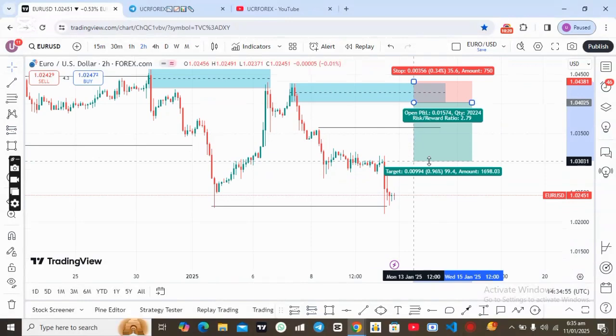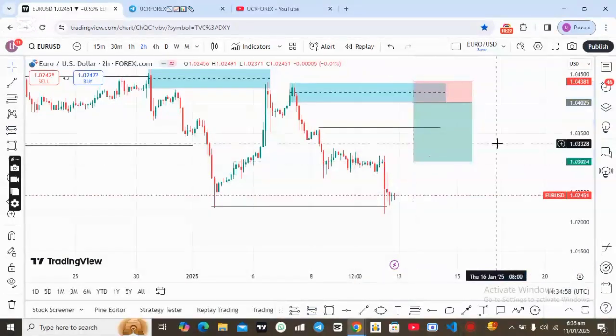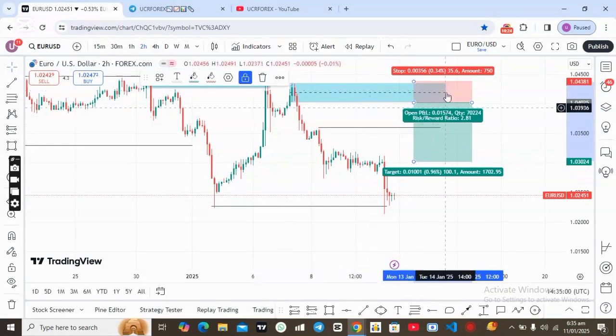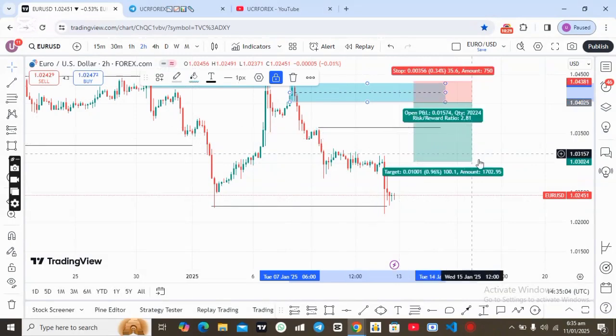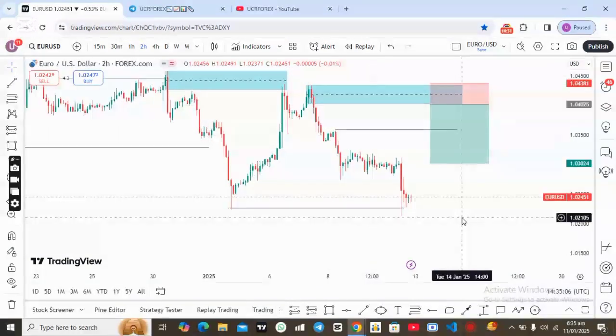So you could see this is where my TP will rest. At the moment my TP is here, this is a pure 1:3. I'm risking 35 pips just to make 100 pips. So this is like my first zone to sell on EUR/USD. You can see that, very, very easy.